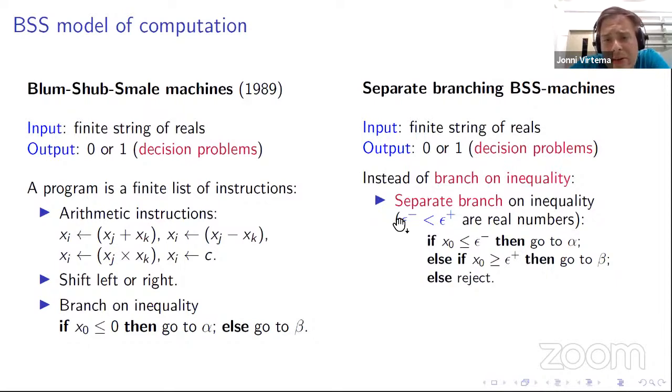And the difference here is that instead of having this kind of arbitrary branching, we allowed only this kind of branching to separate closed intervals. So we have two real numbers and we have the same branch rule, but we are only allowed to branch if the content of a register is below some fixed constant or above some other fixed constant. And if we are between, then the machine must reject. So this is a weaker construct than this one here.